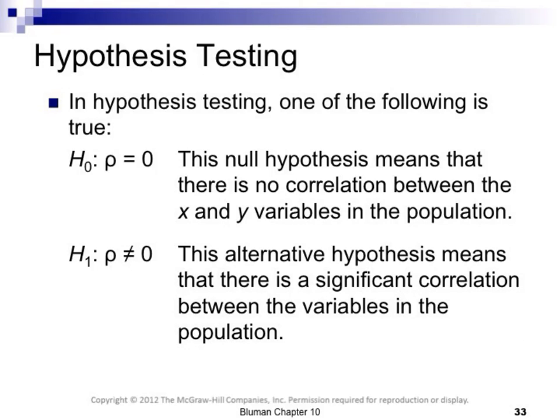All right, now we're going to try some hypothesis testing. This is what we did in Chapter 8, where we had the null hypothesis and checked to see if we should reject that null or not. Null hypothesis means there is no correlation between the x and y variables. And the alternative hypothesis means there is a significant correlation between the variables in the population. And it's using rho, because remember, that's the population data, the correlation coefficient.